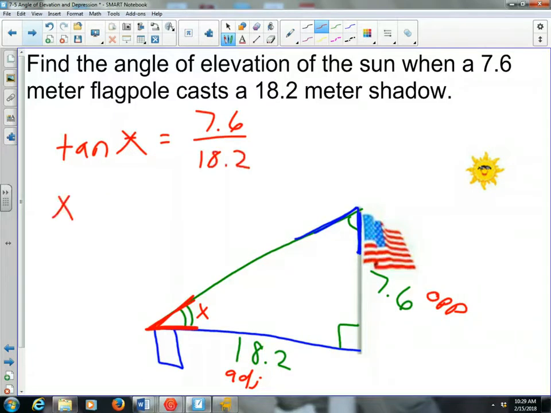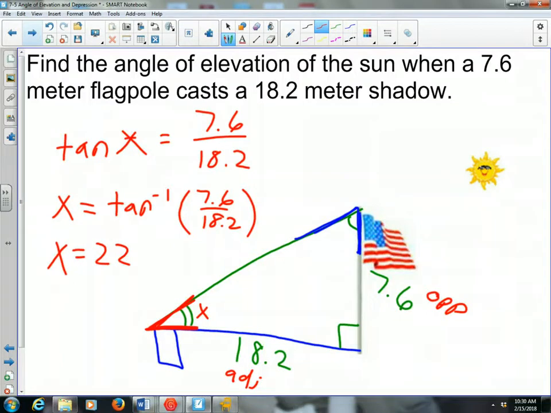And then whenever we want to solve for an angle, we always use the inverse function. So the inverse tangent of 7.6 over 18.2. And the inverse tangent of 7.6 divided by 18.2 is 22.66 degrees. X equals 22.66 degrees.